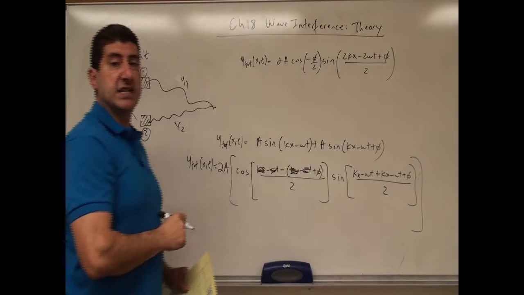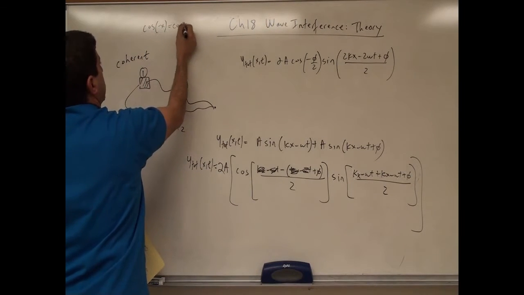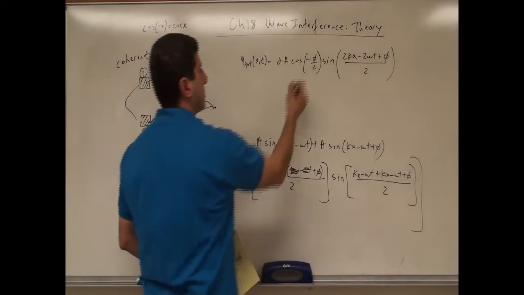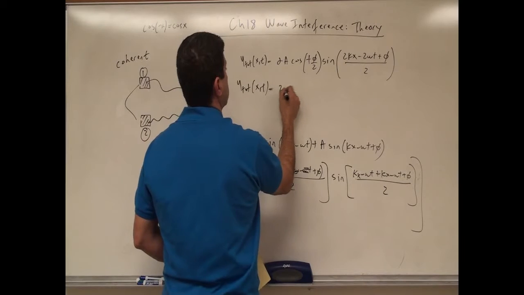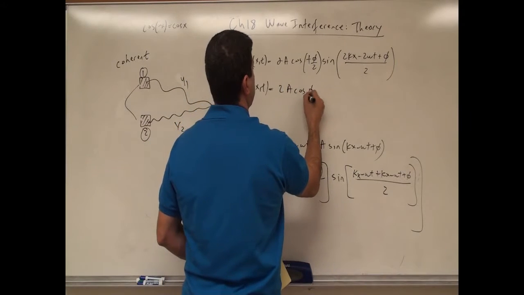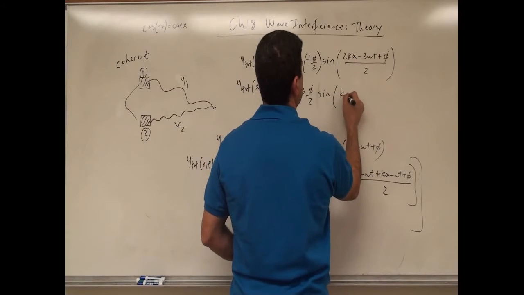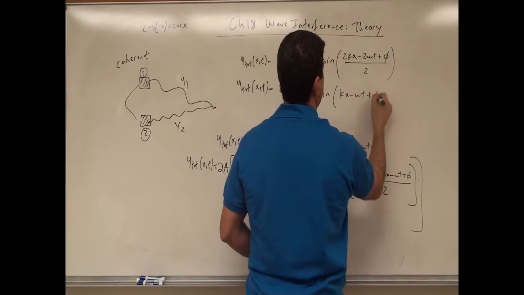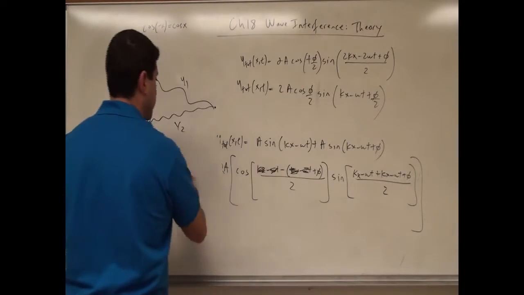Well, cosine is an even function. Cosine of negative x is equal to cosine of x. So the negative here doesn't matter, so we can get rid of this. Y total (x, t) is 2A cosine of phi over 2. And the 2 can divide into here, and we get sine of kx minus omega t plus phi over 2. So from this, we can conclude several interesting things.